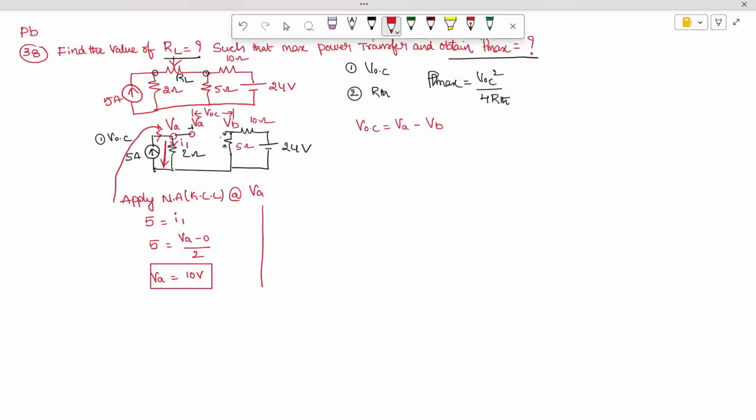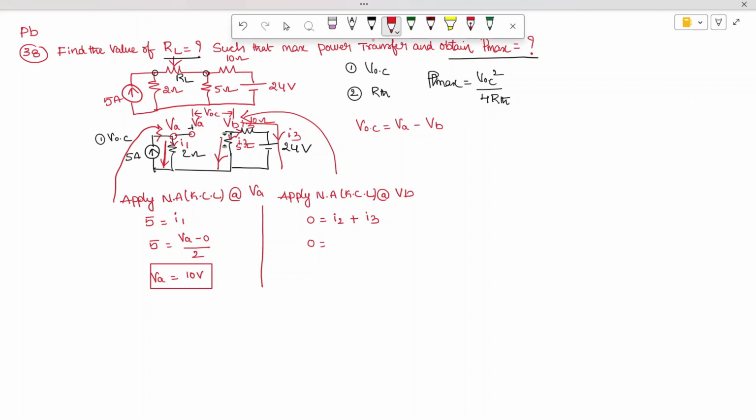So, we successfully found the value of VA. Let's try to find the value of VB. To do so, apply nodal analysis, which is Kirchhoff's current law at node B. I1 is completed. Let's mark this current as I2 and this current as I3. This is the direction of I2 and this is the direction of I3. Both the currents are leaving. So when you apply KCL, entering currents are 0, the leaving currents are I2 plus I3.